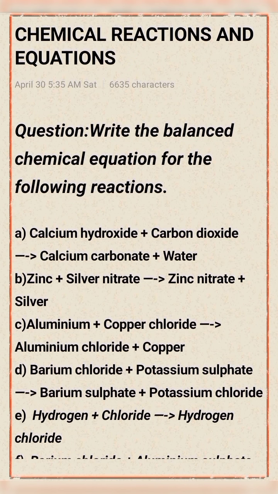Now write the balanced chemical equation for the following. Number A: calcium hydroxide plus carbon dioxide forms calcium carbonate and water. Okay.